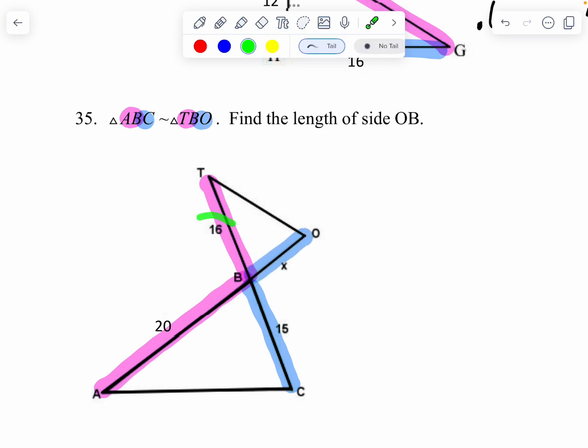I'm going to start with 16 and 20. So I've got 16 and 20. Those are my 2 pink sides. And what about my blue sides? I have X and 15. Why did I put 16 on top? That just means that I need to keep X on top because that's for this triangle, the smaller one. So I'm going to put X and 15, not 15 and X.